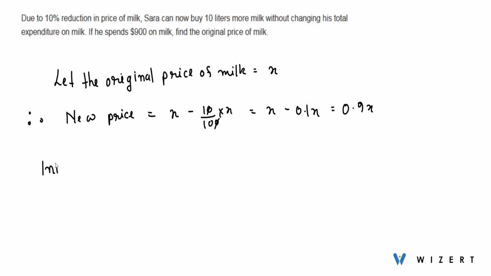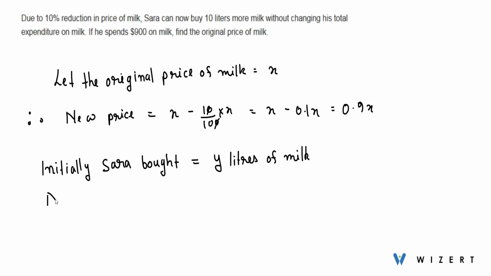Initially Sarah bought y liters of milk. Now Sarah buys y plus 10 liters of milk, right?